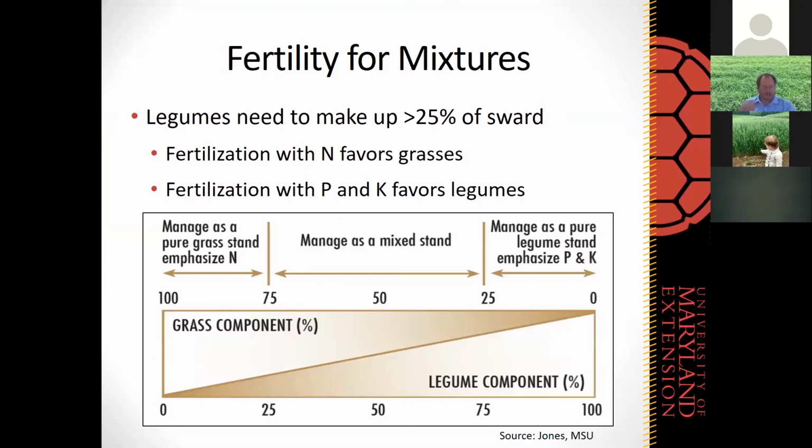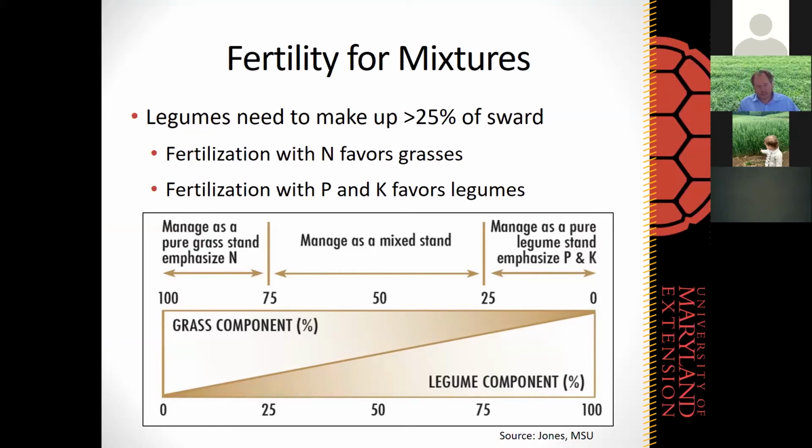Also, another point that I'd like to make here is that legumes need to make up at least 25% of that sward to really have an impact on the amount of nitrogen that's going to be available for those grasses. And this is something with our recommendations that we produce at University of Maryland. It's kind of a black and white line. It's either under 25 or over 25, but really that is a continuum. So you kind of need to consider that. Just because you have 25% legumes doesn't mean that 100% of your nitrogen is going to be available.